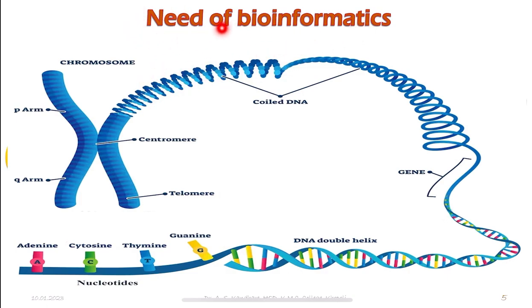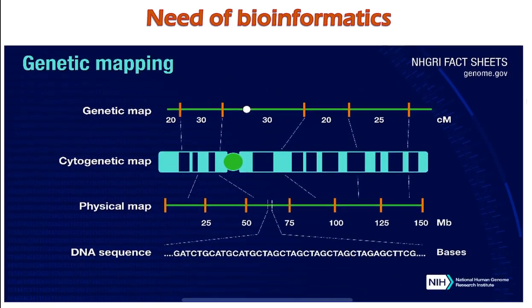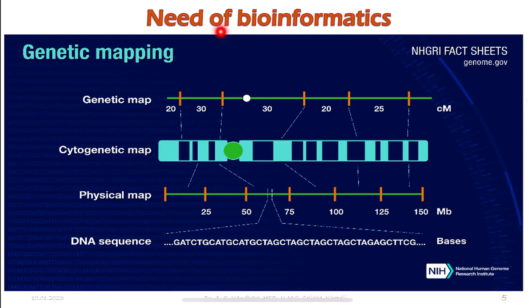So therefore, you can understand the need of bioinformatics, isn't it? So this is the example I want to quote here to make you understand the need of bioinformatics. Similarly, another need of bioinformatics can be illustrated with this kind of example. So here you can see that this is the chromosome, isn't it? Centromere and its these arms, isn't it? This process or this analysis of this chromosome is called genetic mapping.